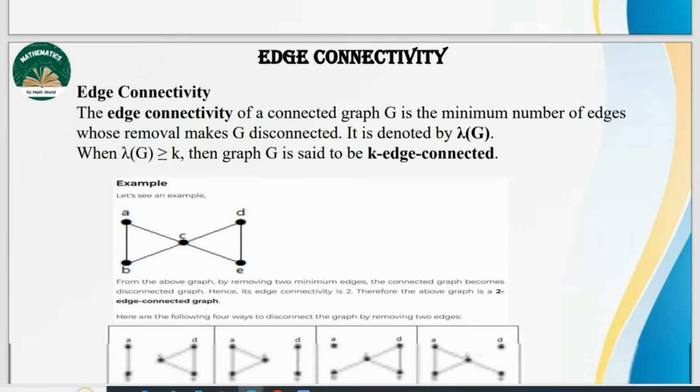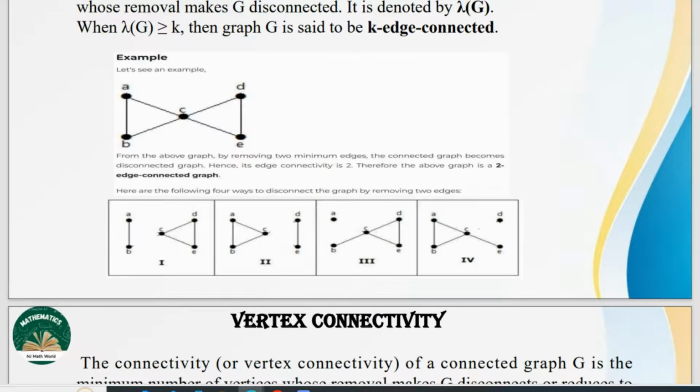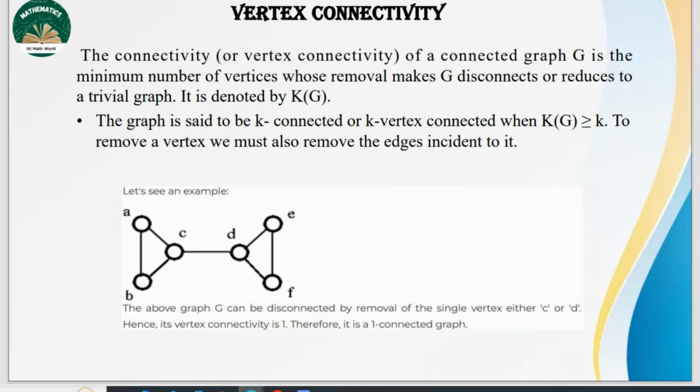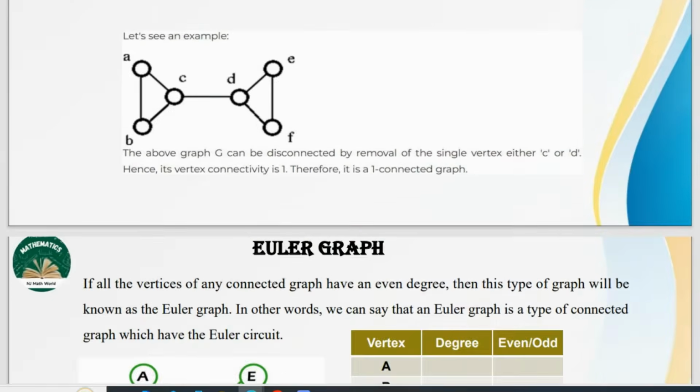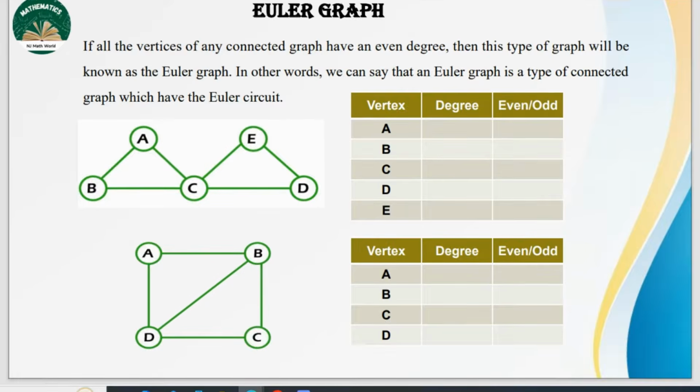Then you have edge connectivity. Connecting the edges to make it a complete graph is called edge connectivity. Then vertex connectivity: connecting vertices to make a graph a complete graph is called vertex connectivity. Then you have the Euler graph.